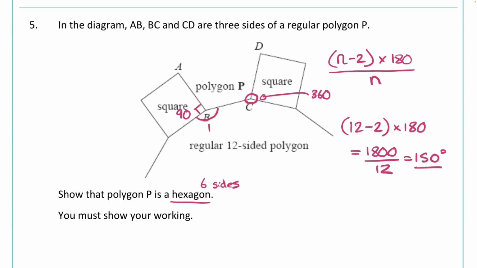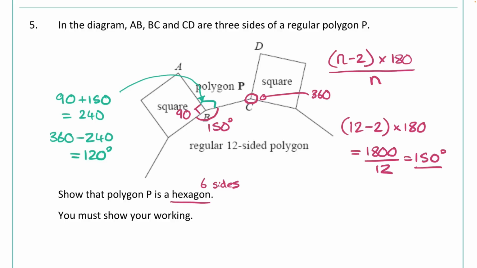So that is the interior angle just here in this 12-sided polygon. So to find polygon P, we want to know what's missing. We've got this angle here which we can find. So if we first add together the 90 and the 150, that adds up to 240. And we've already said the angles around a point have to equal 360. So 360 subtract that 240 is equal to 120 degrees.